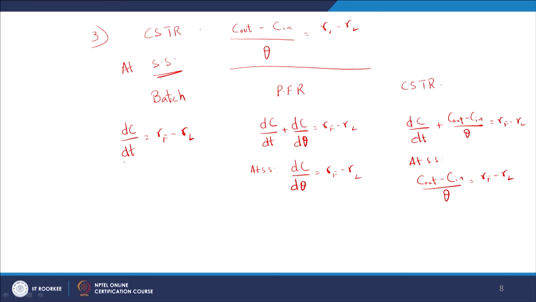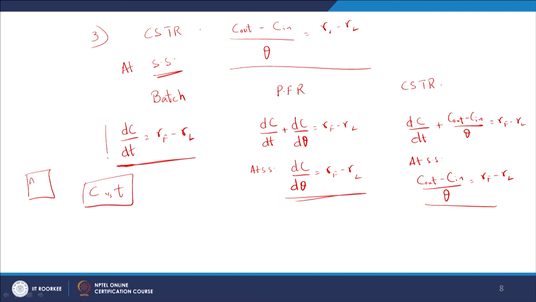So, let us look at what this means. This is a batch reactor, so obviously it is going to change with time. I have a compound here, compound A, that is changing with time. Whenever someone says it is at steady state, what does that mean? That means there is no more change in your particular concentration. So in C versus t, it means that it has already reached equilibrium.